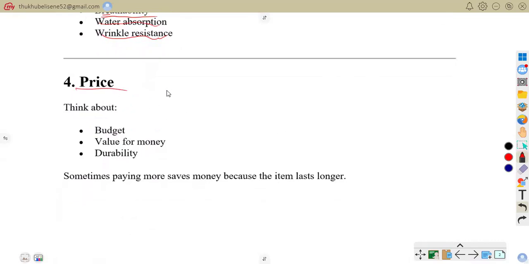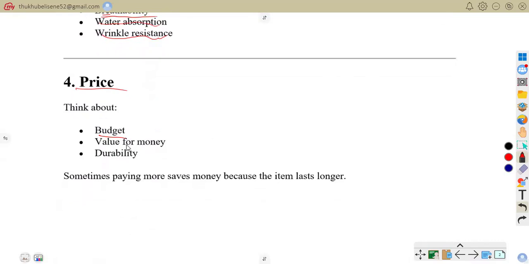Let's come to price. Price is an important factor when you're choosing a textile. Think about the budget. Buy fabrics that you can afford without overspending. A family may choose a cotton cloth because it fits their budget.